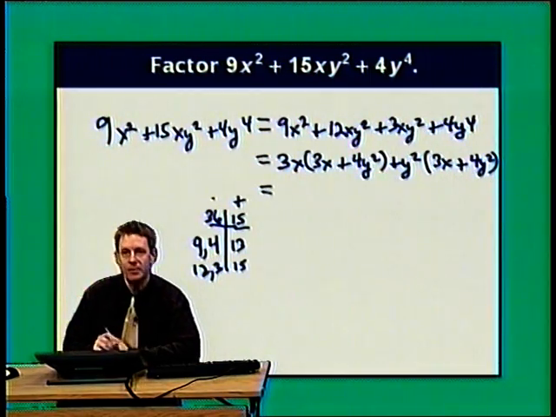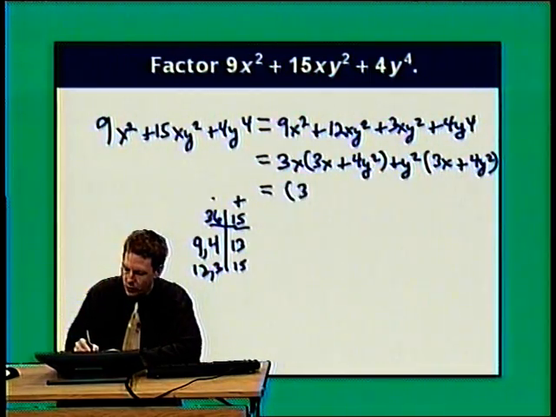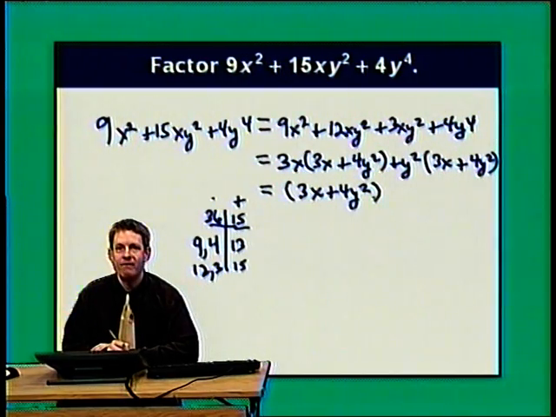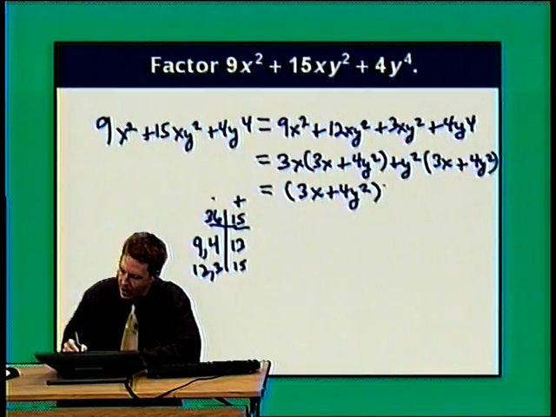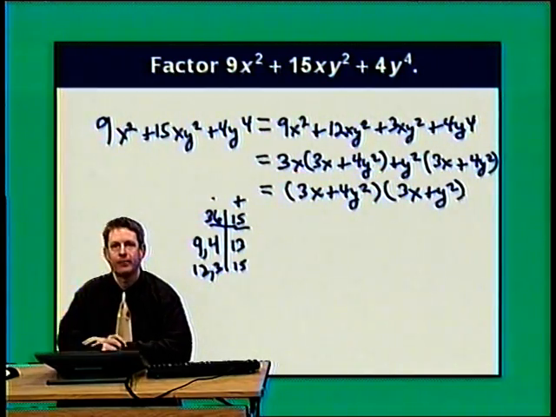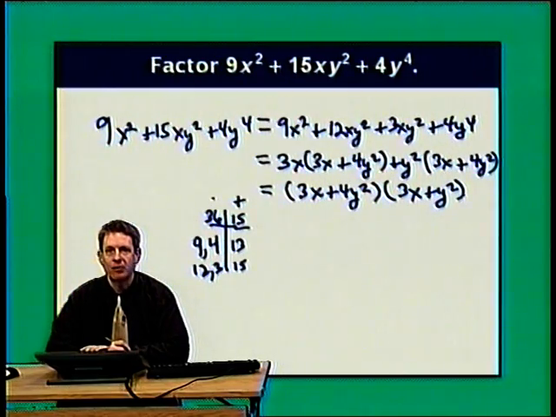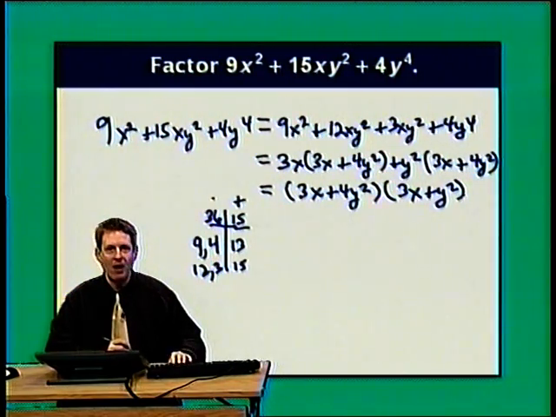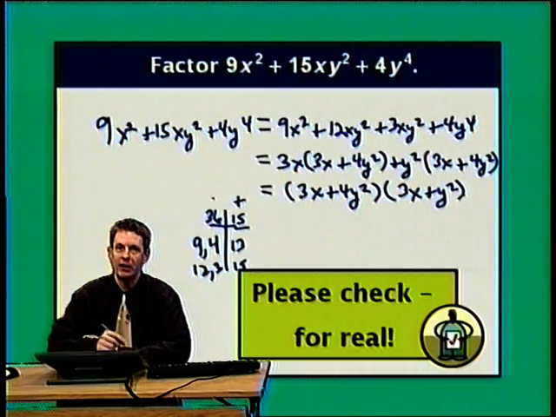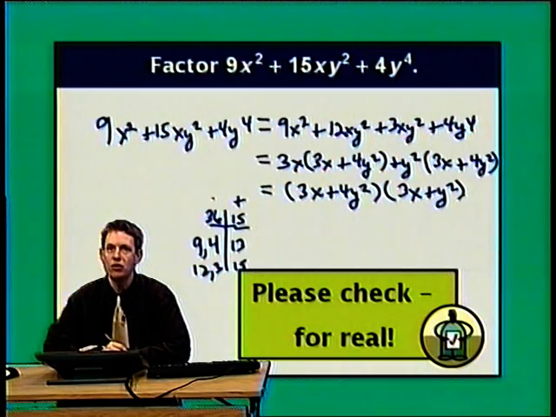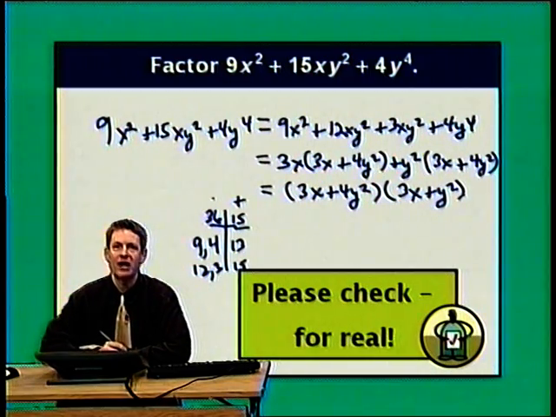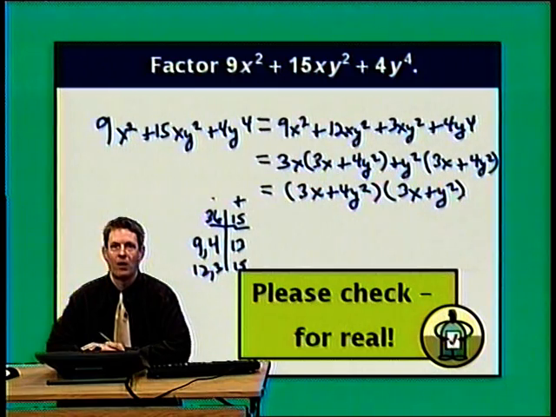Both of these terms have factors of 3x plus 4y squared. And when I factor that common factor out, I leave behind 3x plus y squared. Now the next step in this process is to check. However, in the interest of time, I'm going to leave that to you. But please do expand my supposed factorization and make sure that we do get 9x squared plus 15xy squared plus 4y to the fourth.